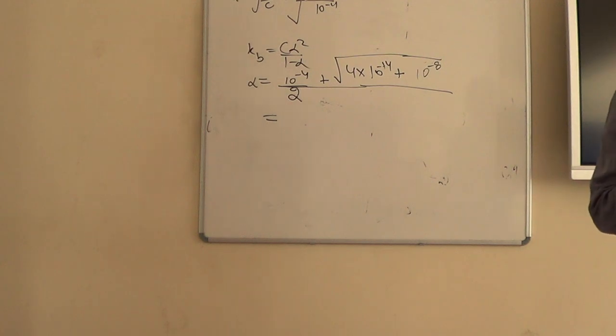What are you getting? 3.4, so the answer is 9.56? The answer is not 9.56. Alpha is 0.35. OH minus will be C alpha, that is 3.58 × 10⁻⁵ molar.